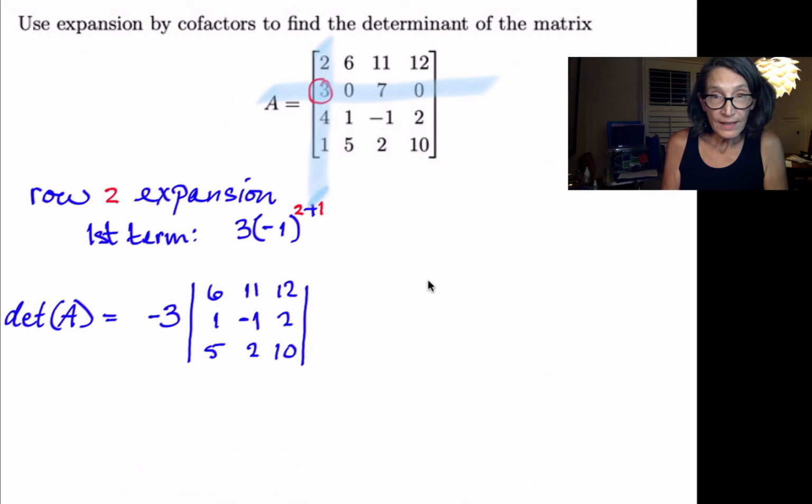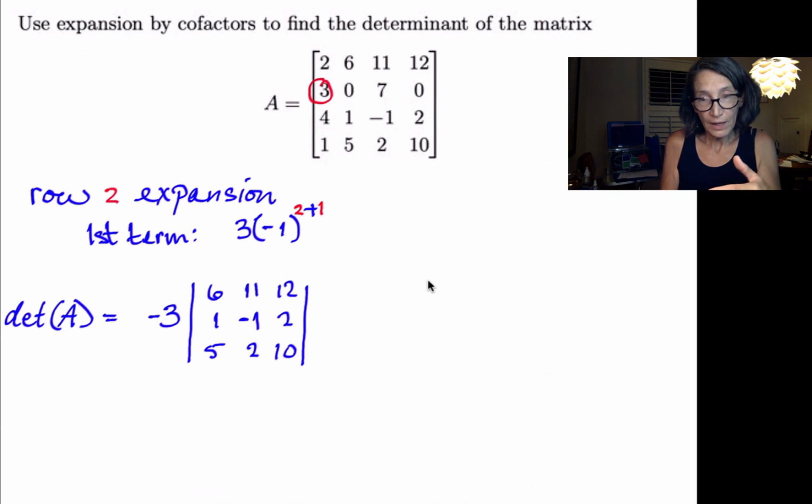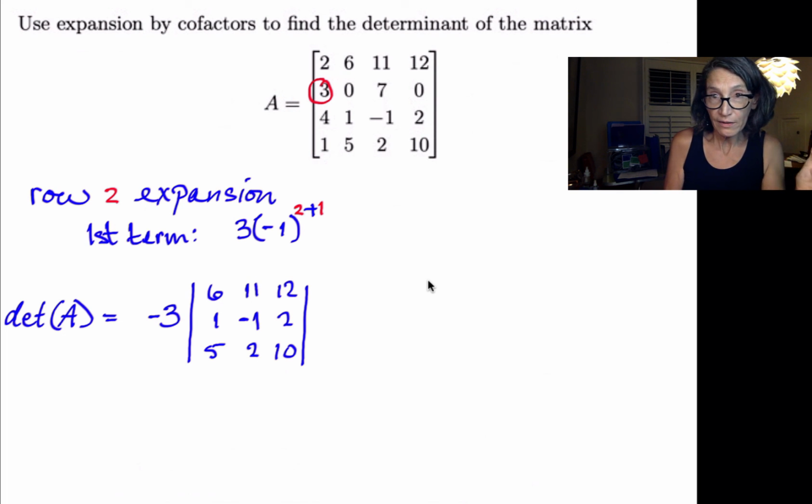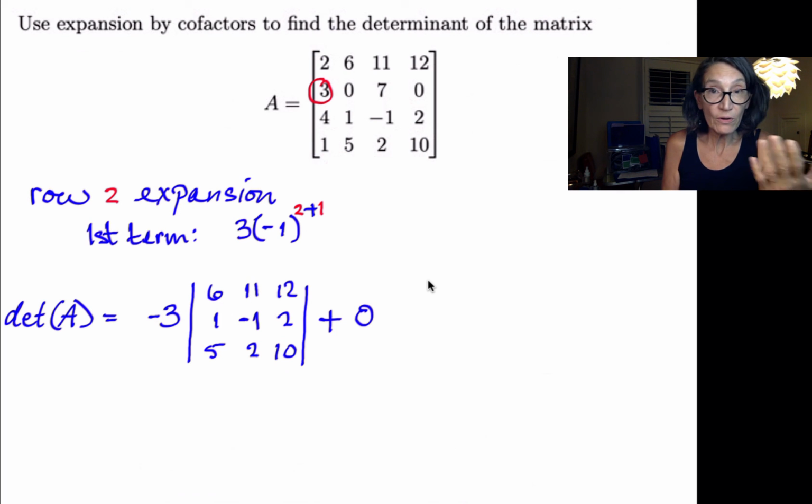And then the second term in our sum is going to have a plus 1, because we're alternating in sign. The first term already had a negative 1 in front of it, so then we're going to have a plus. But then the second entry in that row is a 0, so we don't really care what the determinant is that we're multiplying it by, because we know we're multiplying by 0, so it doesn't matter.